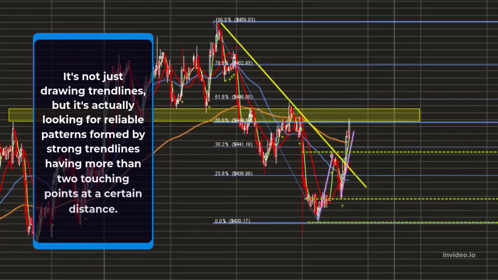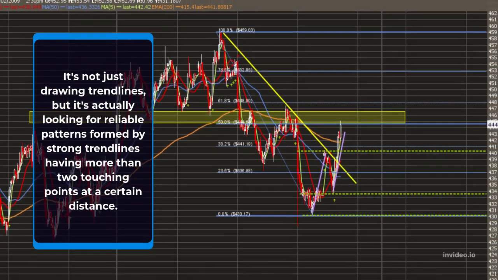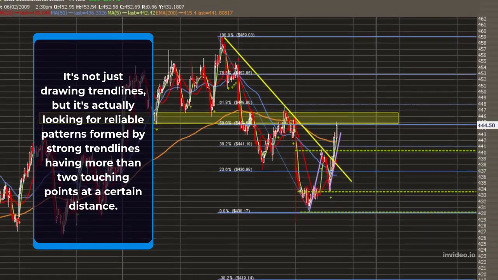It's not just drawing trend lines, but it's actually looking for reliable patterns formed by strong trend lines having more than two touching points at a certain distance.